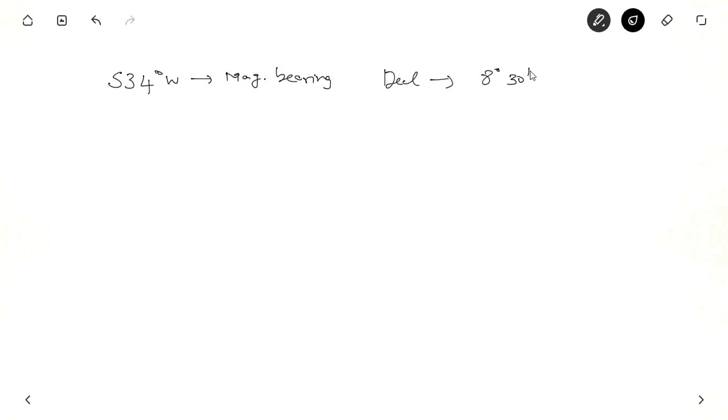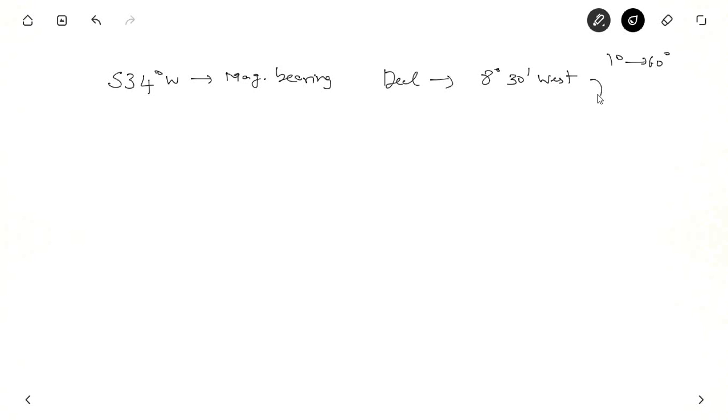Now let us see an example to find out magnetic declination. They have given that south 34 degree west. This is the magnetic bearing. That is with respect to the magnetic meridian, the angle is south 34 degree west, and they have given the declination as 8 degree 30 minutes. 30 minutes, actually there are 60 minutes in a degree. 1 degree there are 60 minutes. So here 8 degree 30 minutes is 8.5 degrees or 8 degree 30 minutes west.